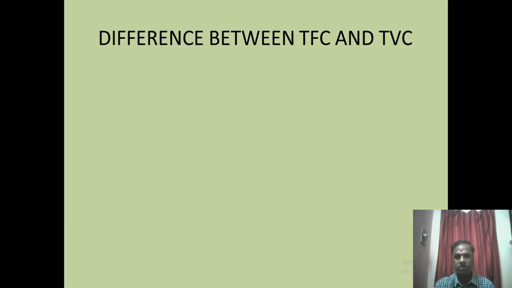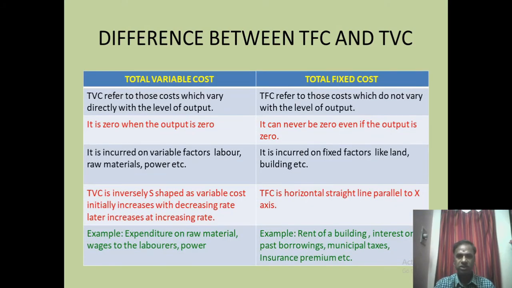The difference between total fixed costs and total variable costs. Total variable cost varies with the level of output. Total fixed cost does not change with the level of output. Variable cost is zero when the output is zero. Fixed cost can never be zero even if the output is zero.